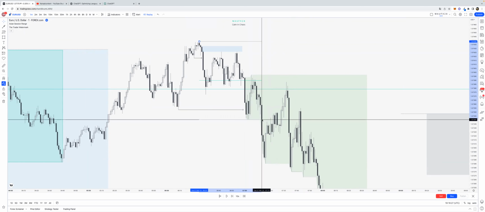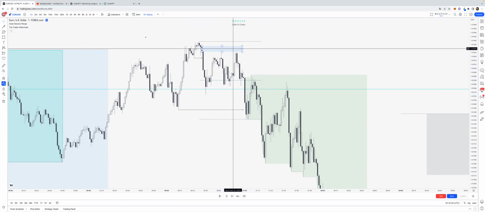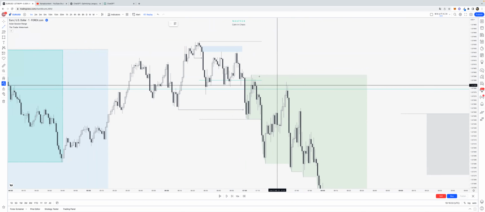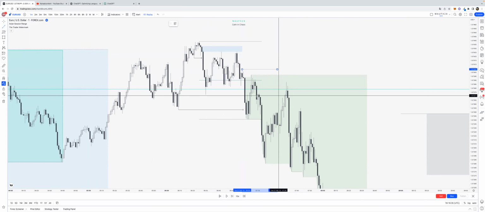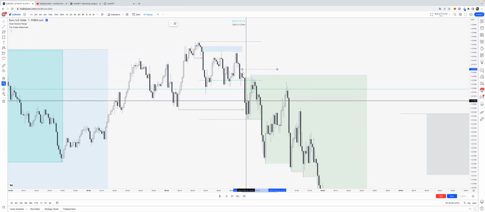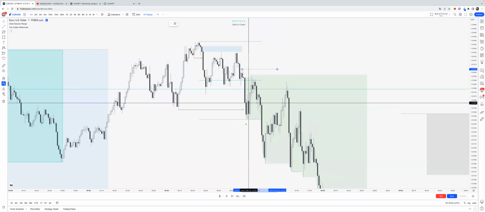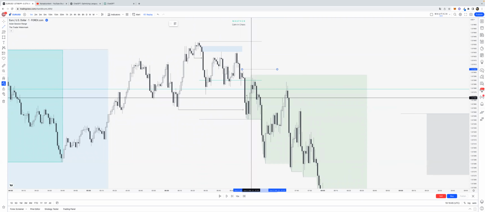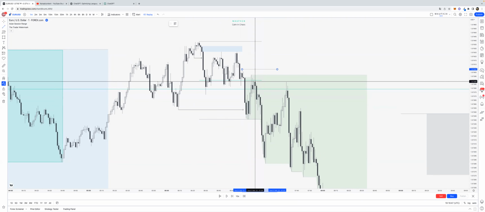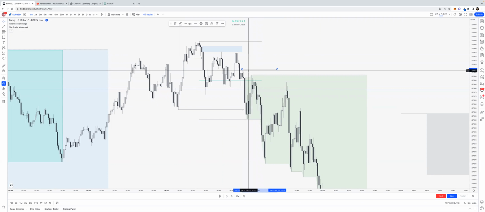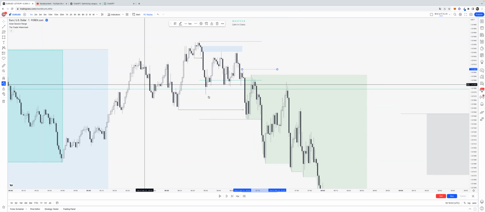Let me stretch that. There you go. And we can see actually that our internal range liquidity is above here. However, you can maybe class this as internal range liquidity. Low, high, low, bullish break, bearish break, bullish break. So that may be your internal liquidity. However, I will class this, oh, sorry, as my internal range liquidity.